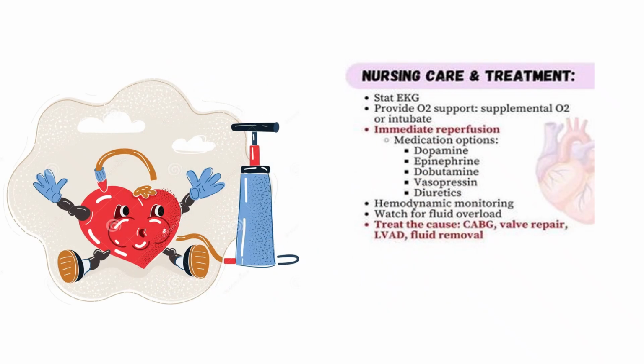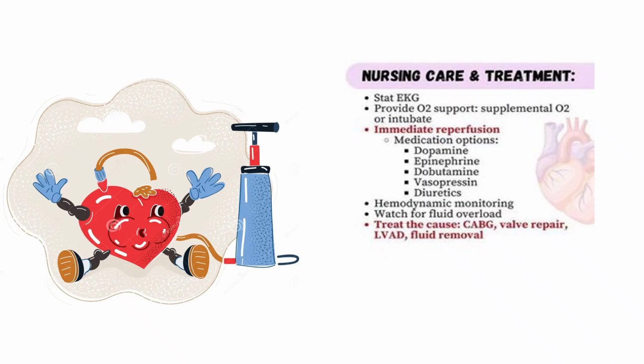Treatment for cardiogenic shock is going to be targeted at treating that underlying cause. And while we figure out what that underlying cause is, we are going to do additional therapies to support the body and improve that cardiac output. When I say the underlying cause, let's say a myocardial infarction is what is causing this cardiogenic shock. Well, our goal is going to be reperfusion. We need to get the patient to the cath lab.